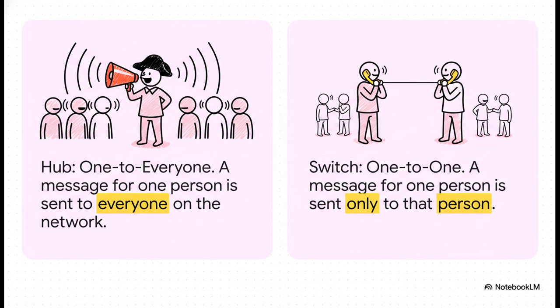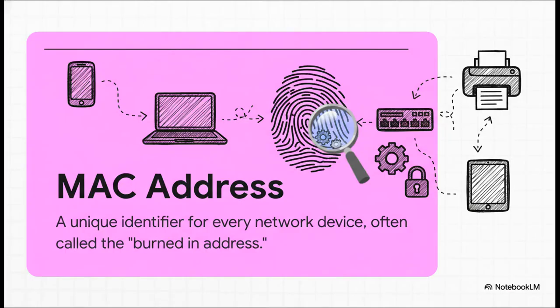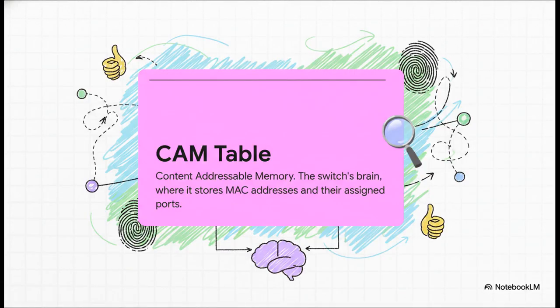By doing this, it takes that one big, messy, shared road and breaks it up into tiny, individual driveways for each port. But how does it do this? How does a switch know which device is in which apartment? To answer that, we need to take a little peek inside its digital brain. All right, the first piece of the puzzle is that every single device that can connect to a network, your phone, your laptop, your smart TV, has a unique, unchangeable ID that's assigned at the factory. It's called a MAC address, and you can think of it as a permanent digital fingerprint. Now, the switch uses these unique fingerprints to build its own internal address book. And in the networking world, this address book, the switch's brain, is called a CAM table.